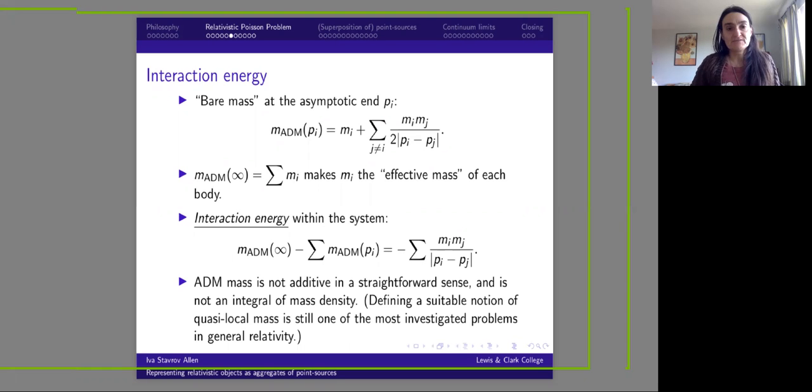And the discrepancy between the ADM mass of the big sheet at the top and the sum of the ADM masses of little individuals down at the bottom really does match the expression for interaction energy within that whole cluster of bodies, so to speak. And this maybe is an elegant way to explain why ADM mass is not additive in any straightforward sense, and why this quest for quasi-local mass is such an important and well investigated one. People have invested a lot of energy into understanding what quasi-local mass means, and it's not easy exactly because of this.